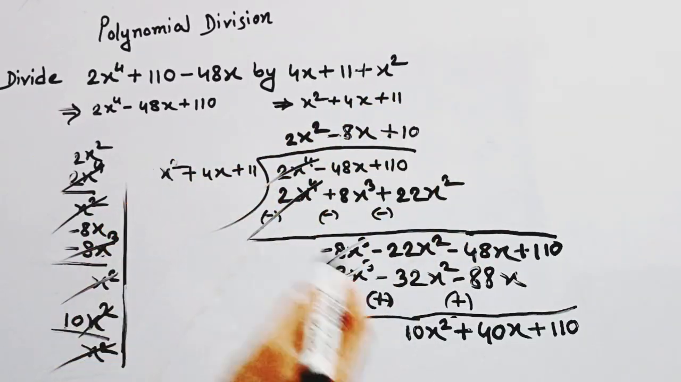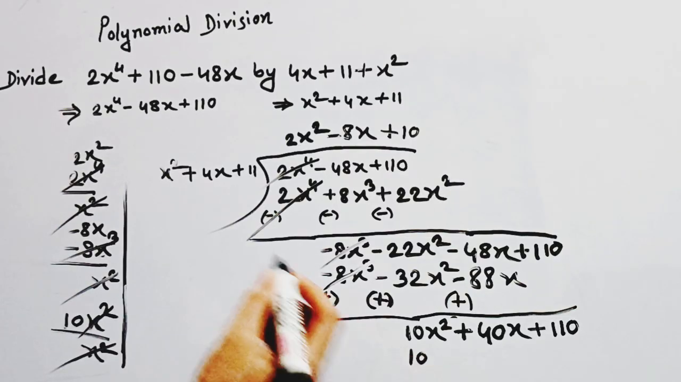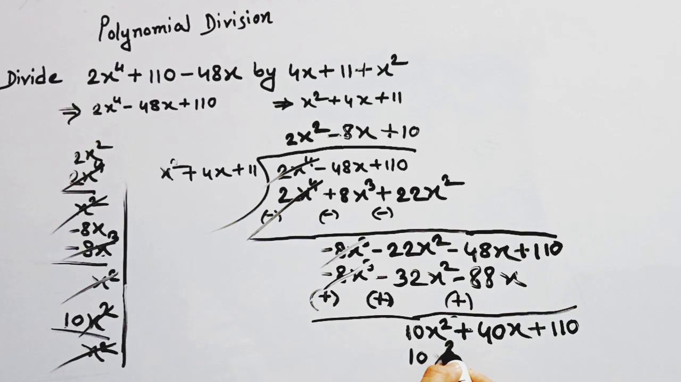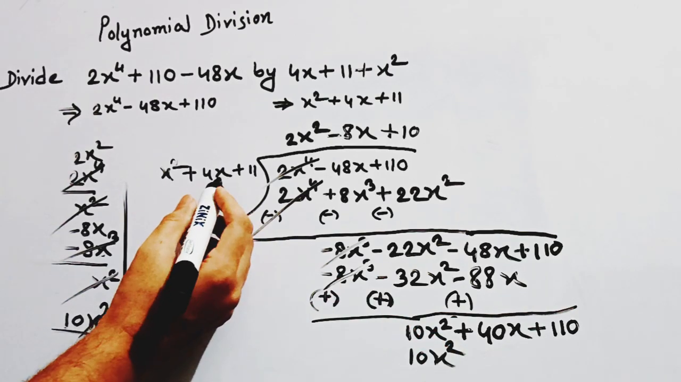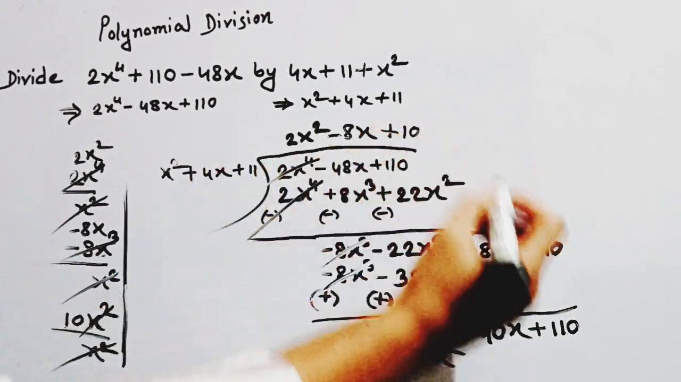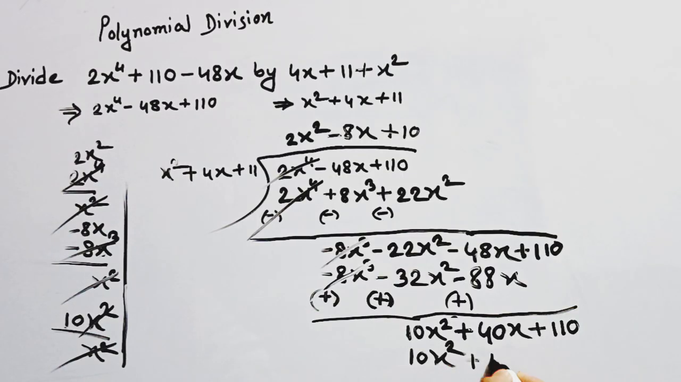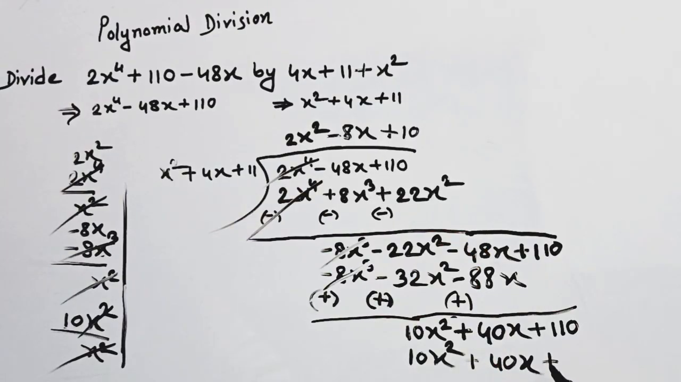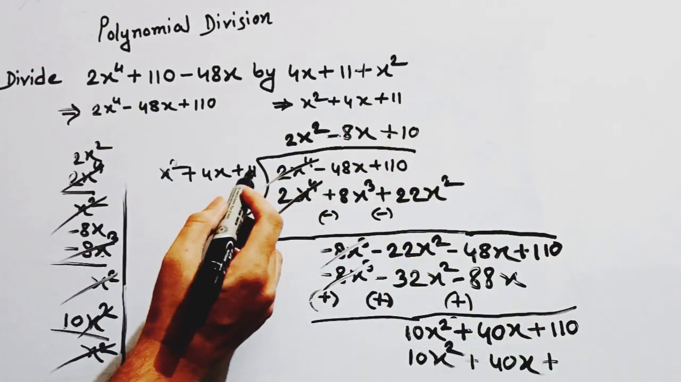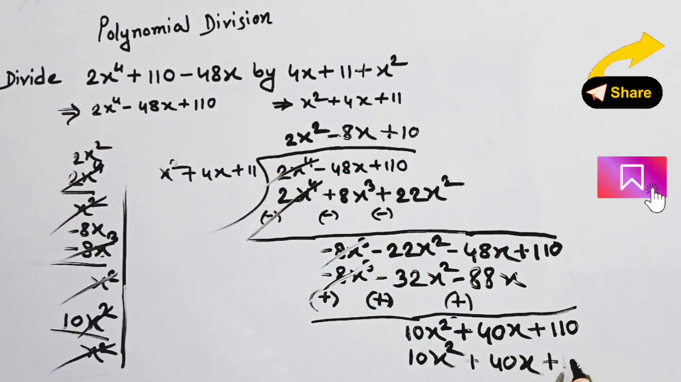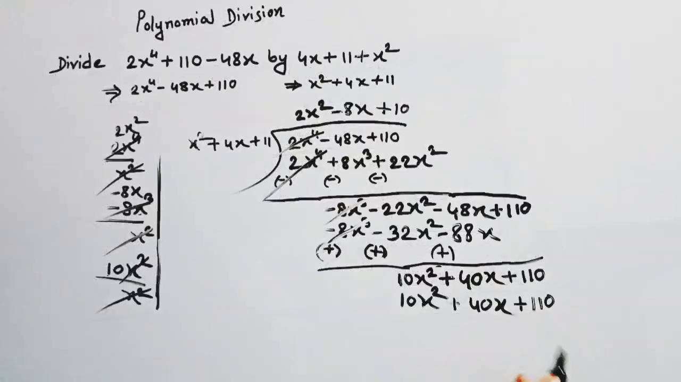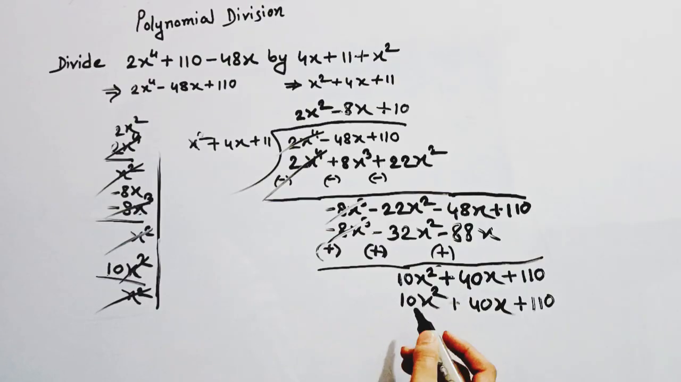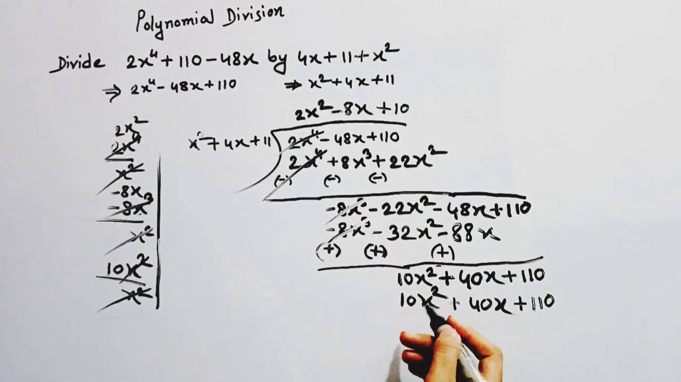10 times 1 equals 10 x square. And this term will be multiplied by this 10. 4 times 10 equals 40 and x times 1 equals x. The sign will remain positive. So 10 times 11 equals 110. Now we have to again subtract these expressions and we have to change the signs of the bottom line.